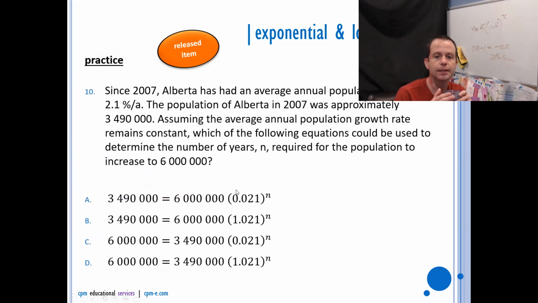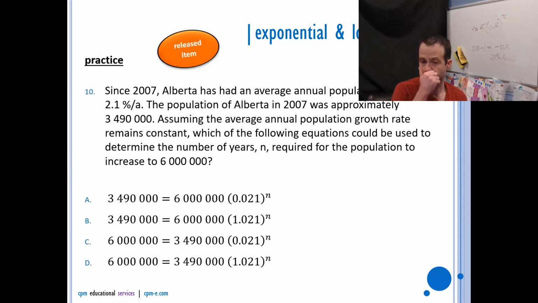All right. Since 2007, Alberta has had an average annual population growth of 2.1% per annum. The population of Alberta in 2007 was approximately 3,490,000. Assuming the average annual population growth rate remains constant, which of the following equations could be used to determine the number of years N required for the population to increase to 6 million?